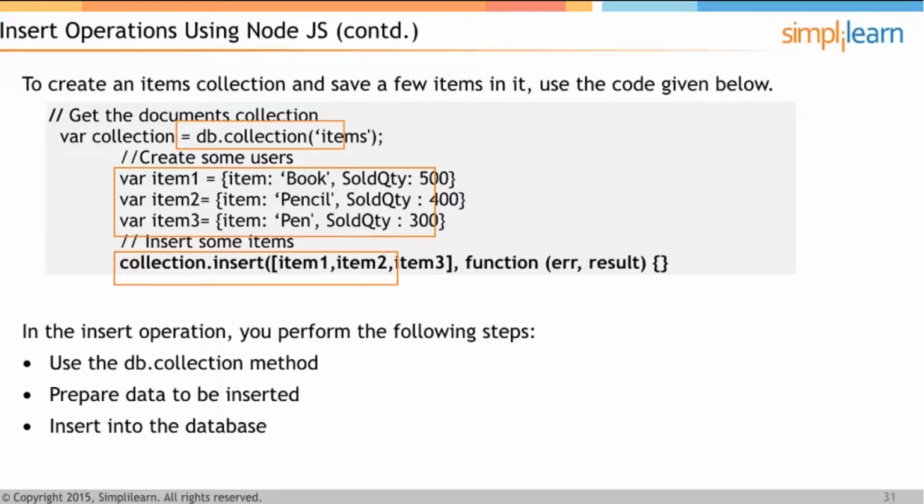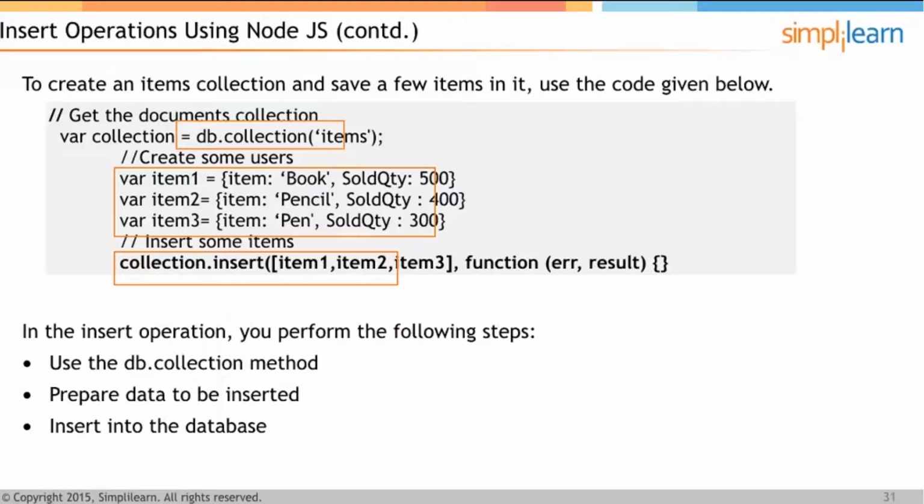You can see var collection is equal to db.collection items, so we get the items collection over here. Again, how to create some more items inside that? This is normal JavaScript. Var item1 is equal to the document: item is book, sold quantity is 500. Similarly, I added three items. These are variables. Again, how to insert them into the collection? All I can do is collection.insert.